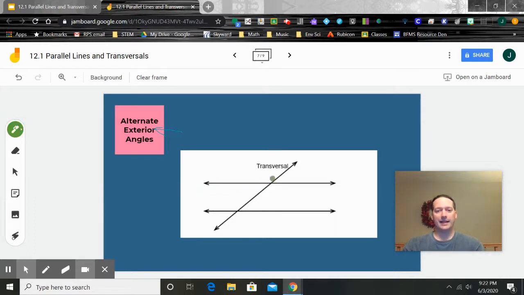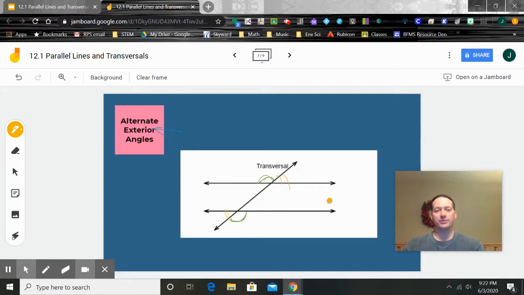So this angle is on the outside of this parallel line on this side of the transversal. Its match will be on the bottom side of the other parallel line to the right of the transversal. So this angle and this angle are called alternate exterior angles. Alternate, opposite sides of the transversal, exterior on the outside of the parallel lines. Is this angle, this one, and this one. Those are alternate exteriors. They're on the outside of the parallel lines, opposite sides of the transversal.